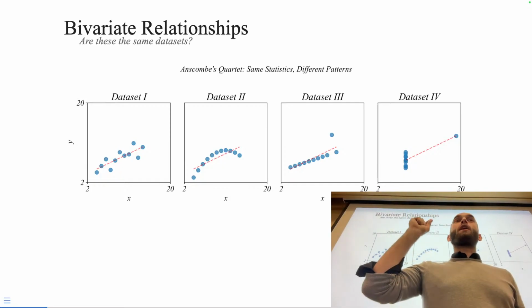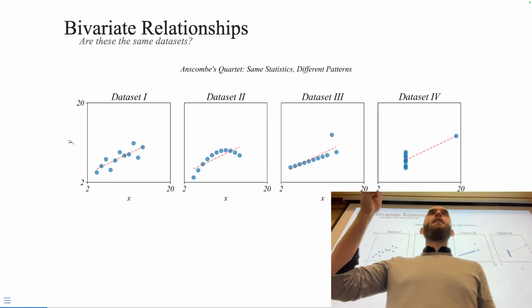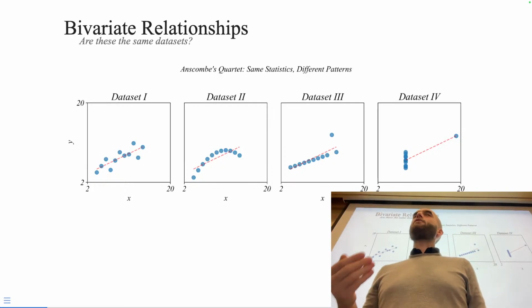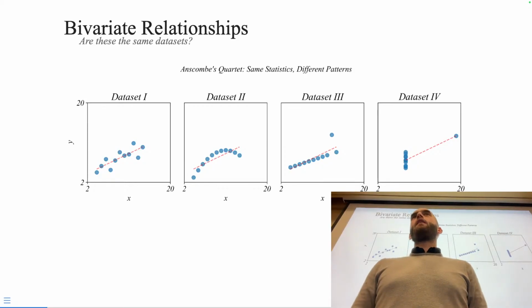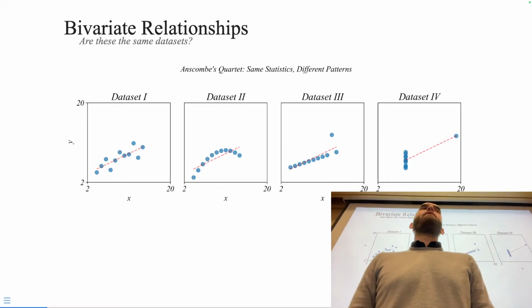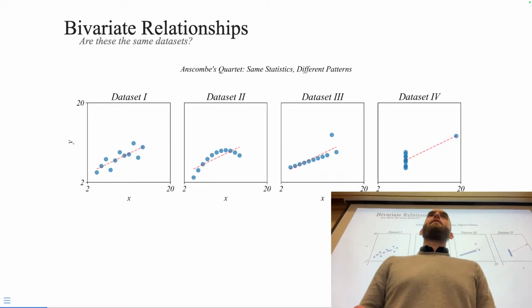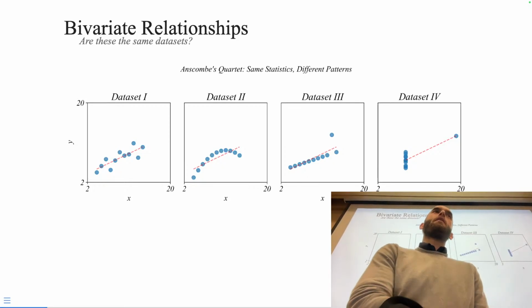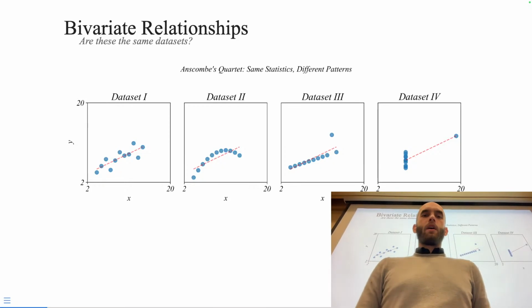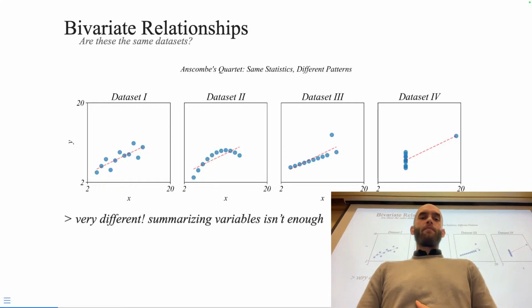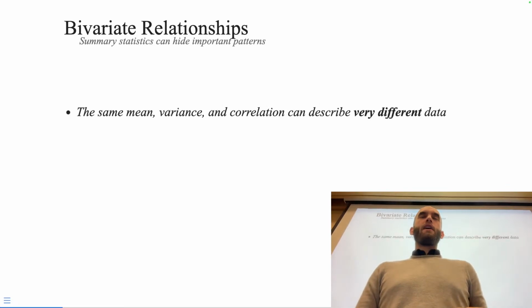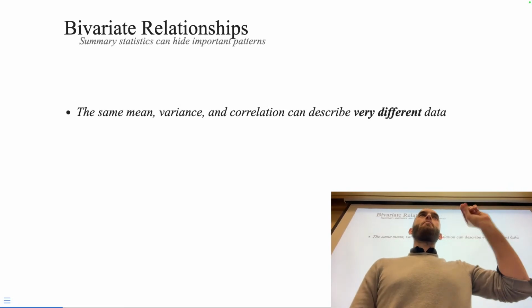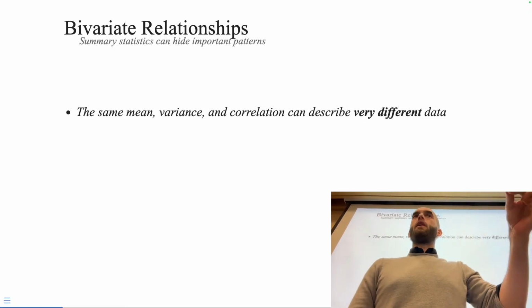And when we look at summary statistics, the summary statistics will fundamentally miss a lot of what's going on in the data. This is one of the best examples. It's so famous because it highlights this point really clearly. Anscombe's quartet. These are not the same data. Very, very different.